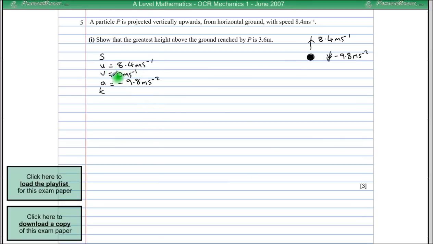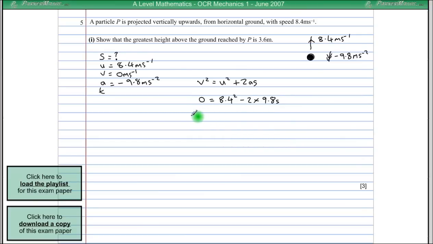So we know U, we know V, we know A. The quantity that we're trying to find is S. Well, we're showing that it's 3.6. So for the purpose of this question, we're going to assume that S is unknown, and when we work out S, we should find that it's 3.6. So the equation involving U, V, A and S is V squared equals U squared plus 2AS. V is 0, U is 8.4, so 8.4 squared. Since the A is going to be negative, we can write this as minus 2 times 9.8 S.